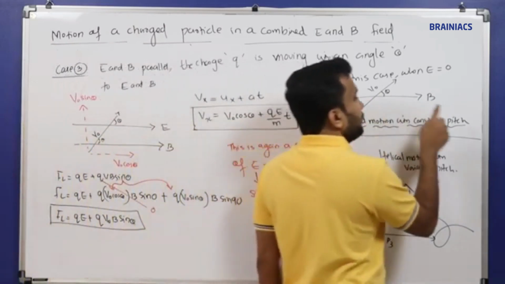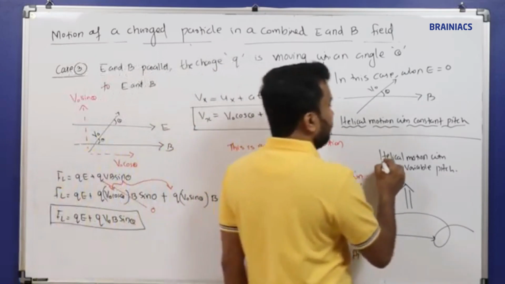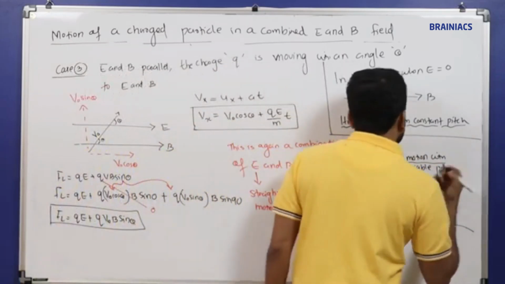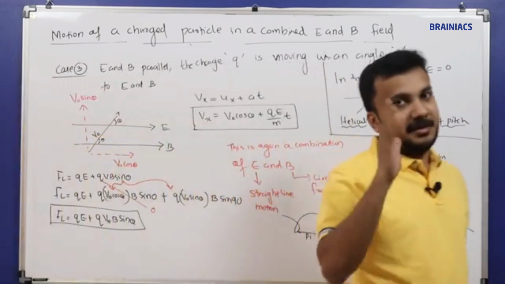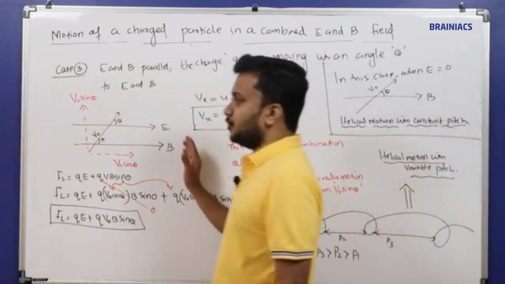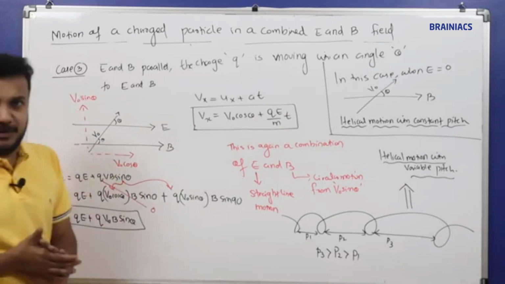So helical motion with constant pitch when the electric field is equal to 0. Helical motion with variable pitch when both electric field and magnetic field exist. So nobody can be happy. You can be happy if you make a correct answer in the final entrance examination, and for that you want to learn it in a conceptual way.